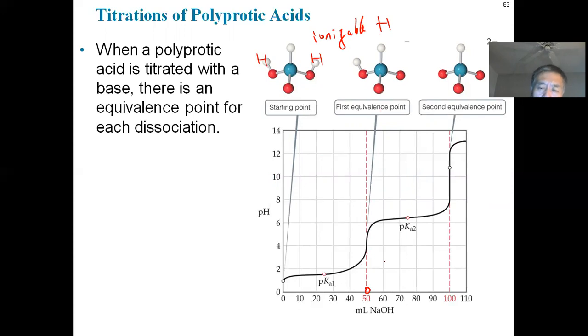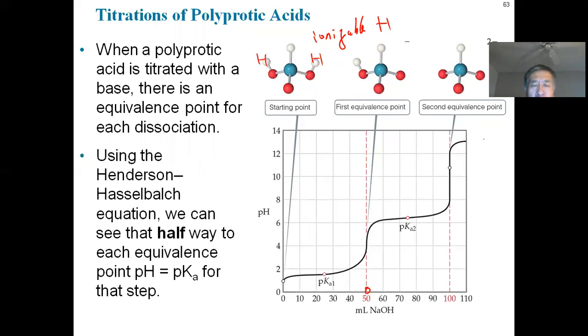So they were taken one H at one time. Therefore, we have different equivalent points. The first equivalent point is taking the first H. The second equivalent point is taking the second H. You can also find the pKa for taking away the first H, and you can also find the pKa for taking away the second H by using the same approach.